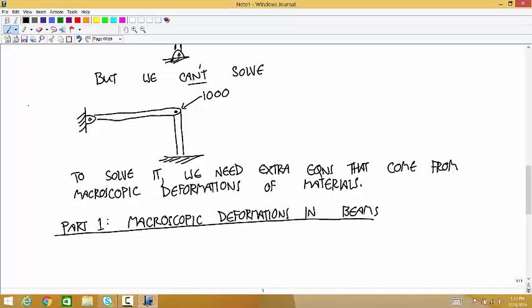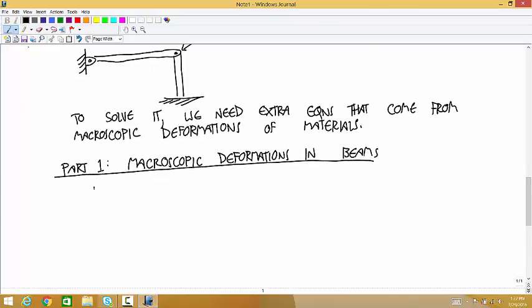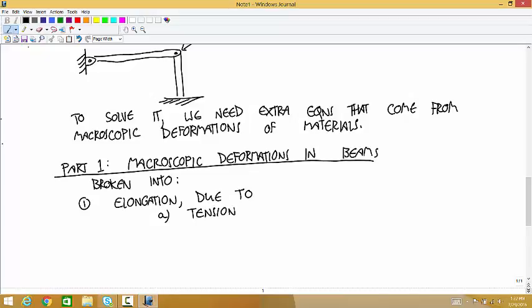And we're going to deal with the following deformations. So this is going to be broken up into, first, elongation. And that's due to, pretty predictably, one way to have elongation in a beam: tension, compression. If you have tension, the beam elongates a little bit. If you have compression, the beam shortens a little bit.